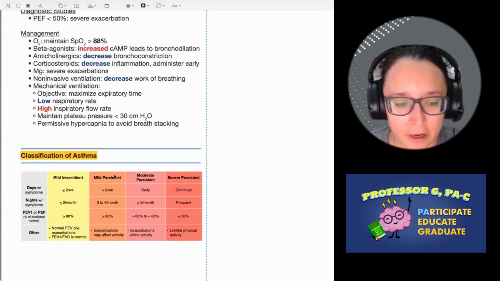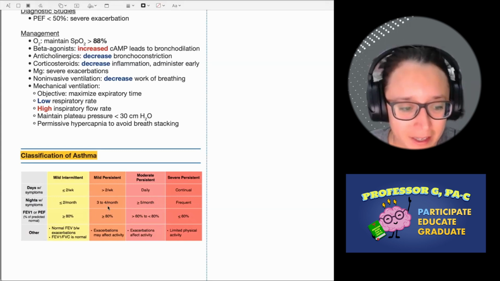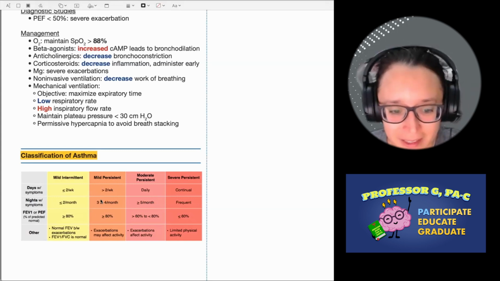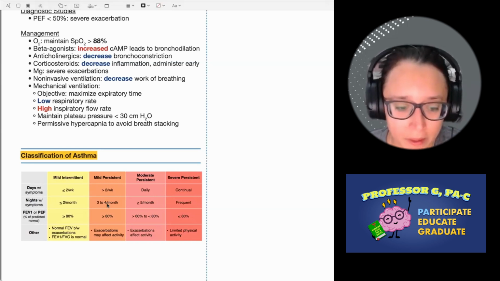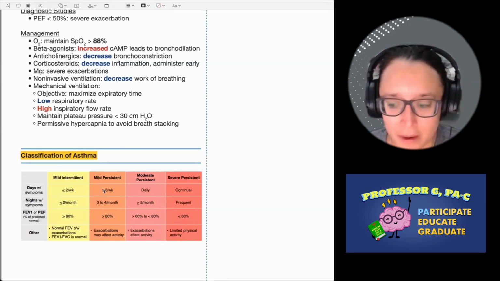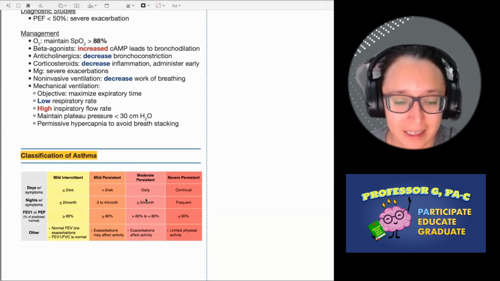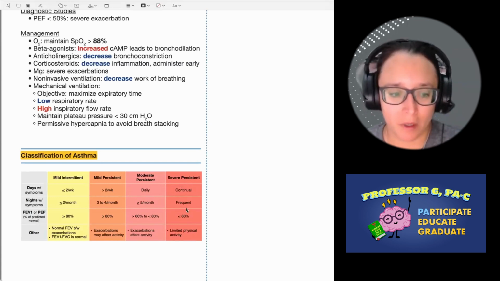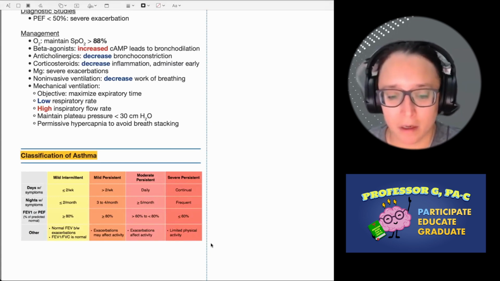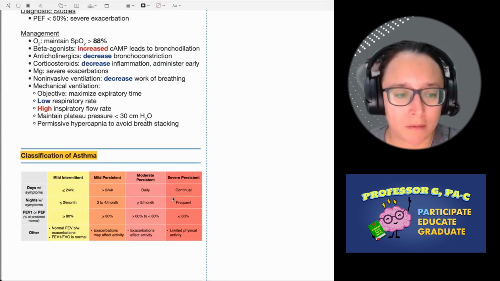If it's greater than two nights, as far as days and nighttime symptoms, two per week, two per month, more or less, I would consider that mild persistent. If it's moderate persistent, it's going to be daily, greater than five per month, and then severe persistent is going to be more than once daily, frequent every night at night. And so you need to be able to classify the asthma.